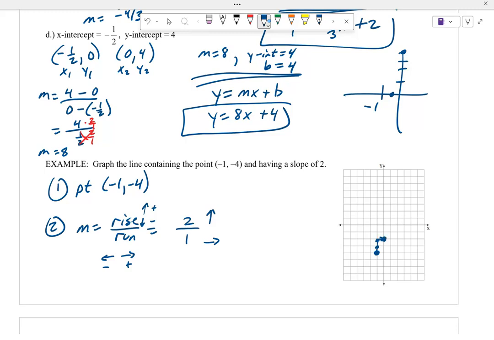And let's put a dot. And I'm going to continue to do that. Up 2, right 1. Up 2, right 1. Up 2, right 1. And so on.